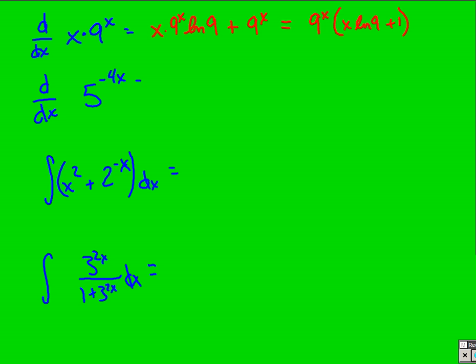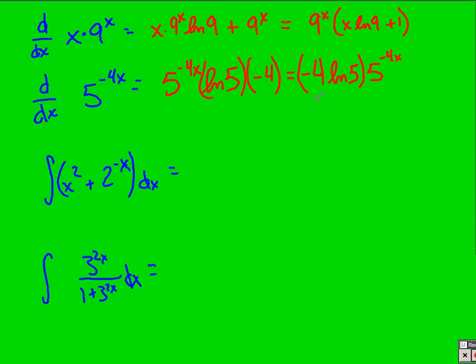Alright, this next one here, I have 5 to the negative 4x. This is a chain rule problem here. So I'm going to rewrite it 5 to the negative 4x times the natural log of the base, natural log of 5. But I also need to multiply this by derivative of the inside, derivative of my exponent, which is negative 4. So I would probably have this rewritten as negative 4 ln of 5 times 5 to the negative 4x. So something maybe looking like that.